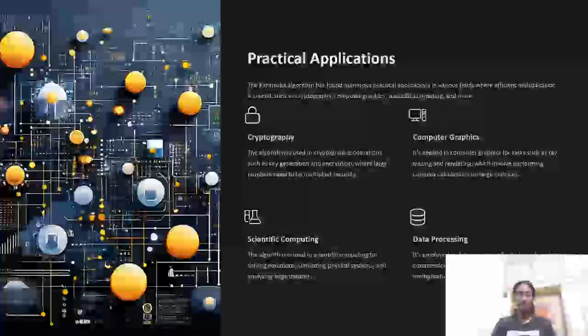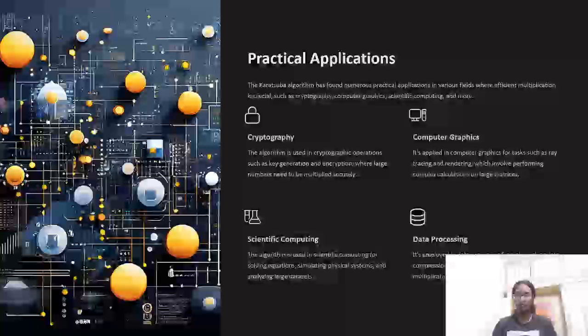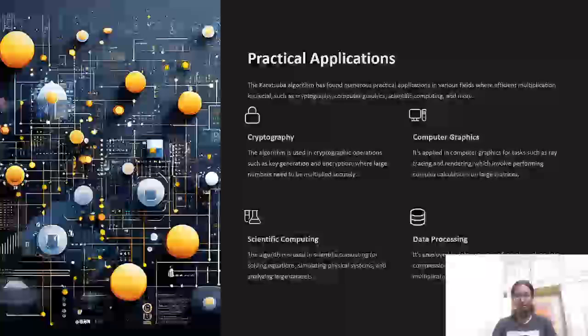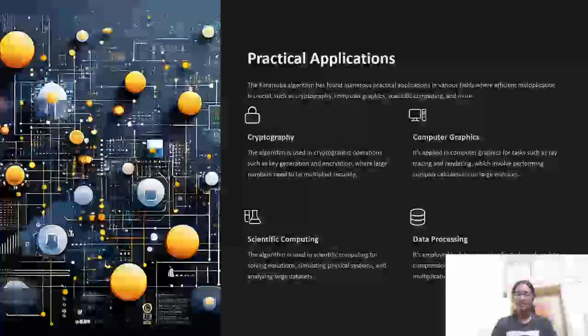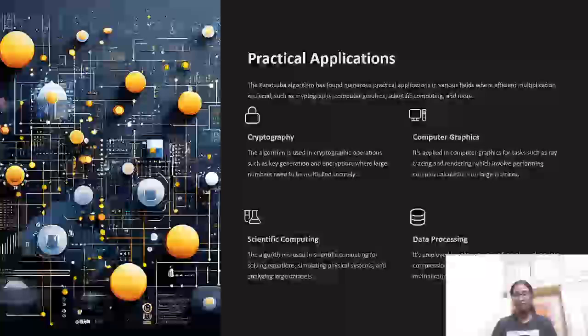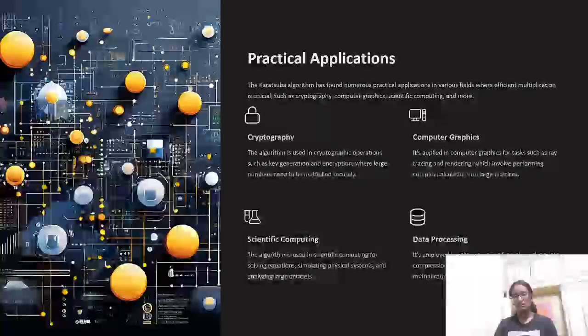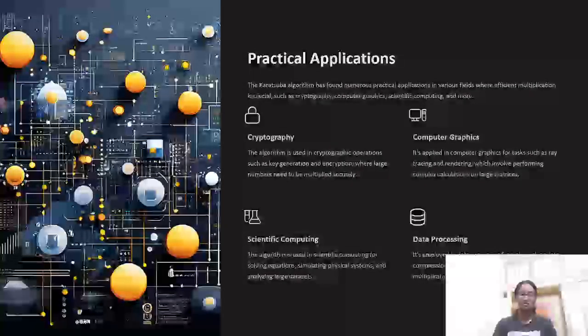Scientific computing. The algorithm is used in scientific computing for solving equations, simulating physical systems, and analyzing large data sets. Data processing. It's employed in data processing for tasks such as compression and analysis, where efficient multiplication can significantly speed up operations.